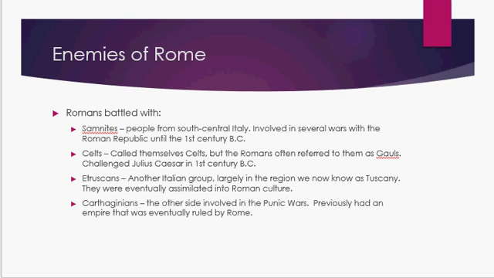If you ever get to visit Tuscany, you can still see some of the buildings, like the lower part of the walls, which are still old Etruscan walls, and they've built on top of them. So there are walls that are from the ancient world. It's pretty awesome. And the Carthaginians, that was the other side involved in the Punic Wars. They previously had an empire that was eventually ruled by Rome.